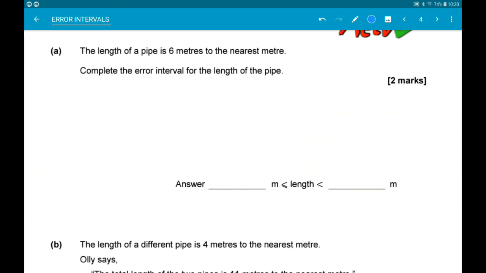Okay then, here we go. The length of a pipe is 6 meters to the nearest meter. Complete the error interval for the length of the pipe. So the shortest the pipe can be would be 5.5 meters, and the shortest the pipe cannot be would be 6.5, because that would round to 7.